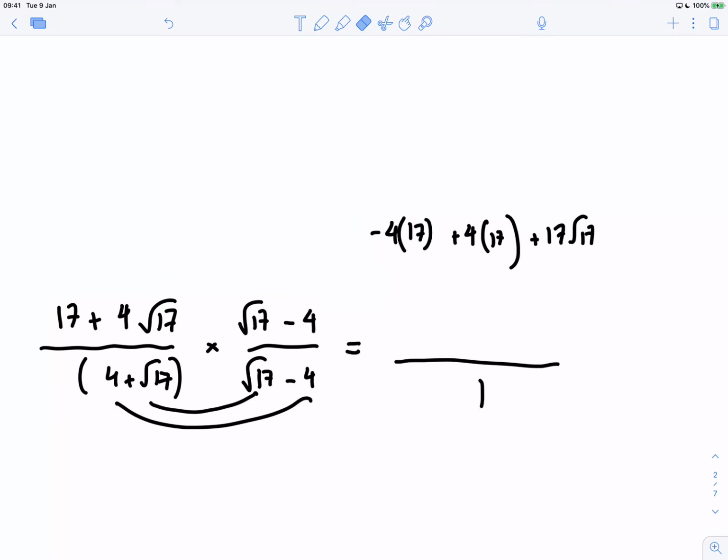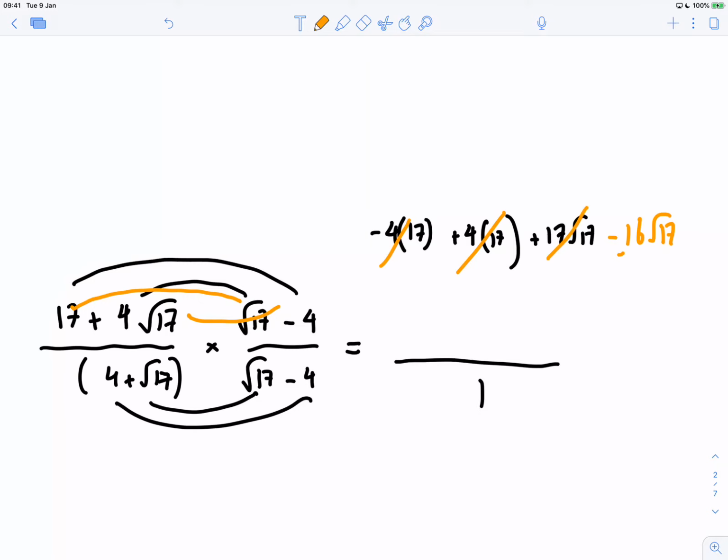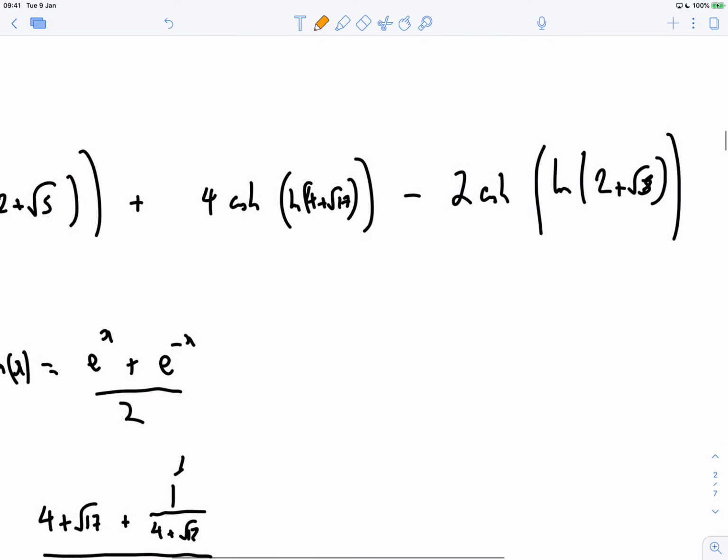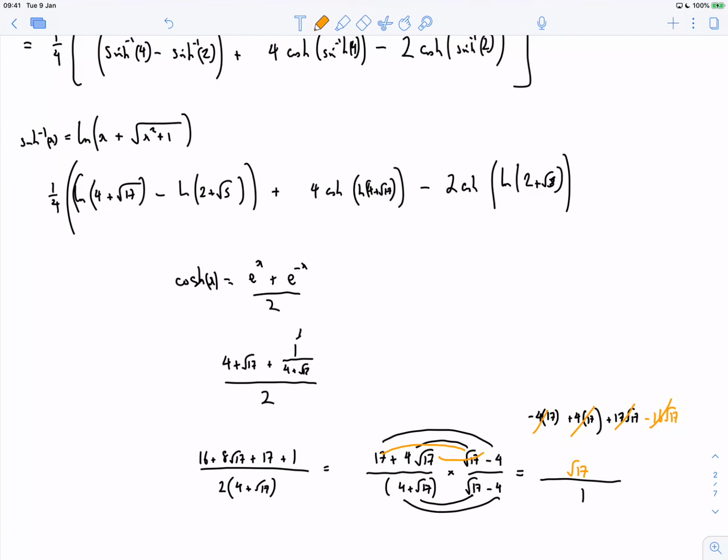Right, careful. This times this and this times this cancel. But I'm also going to get root 17 times this one, and this times this, which is minus 16. Oh wow, so the whole thing just becomes root 17. Because that and that cancel, this is one more than that, so it's just a single root 17. That's kind of cool. So this thing is just going to be root 17.